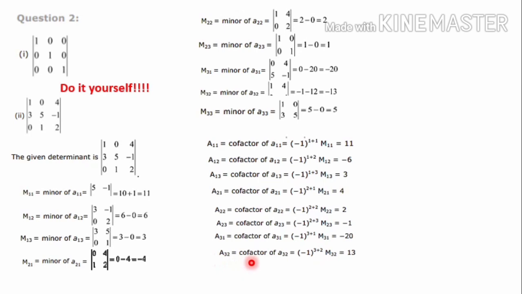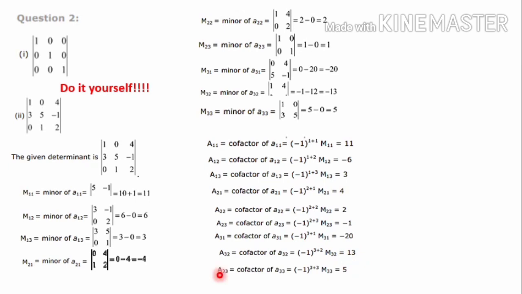Next is A32, that is minus 1 the whole power 3 plus 2. Third row second element, 3 plus 2 into M32. Here minus 1 the whole power 5 is minus 1 into M32. M32 is minus 13. So minus 1 into minus 13 is plus 13.